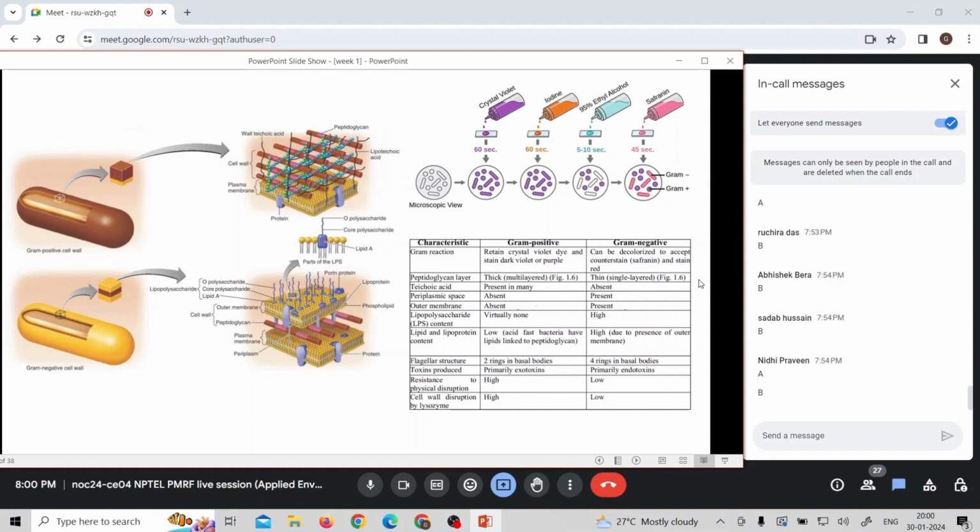Teichoic acid is present in many of the gram positive bacteria, whereas it is absent in the gram negative. And the periplasmic space is absent in the gram positive. You have a plasma membrane and a cell wall, that's it in the gram positive. Whereas here you have this space and an outer layer, and the space between the outer layer and the plasma membrane is called the periplasmic space.